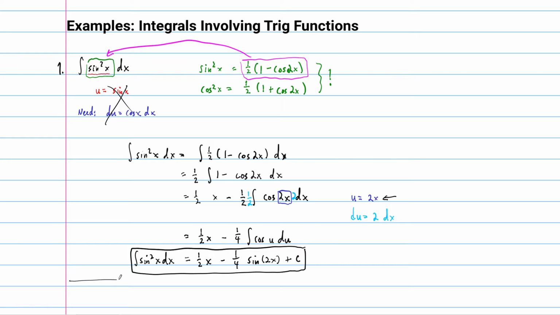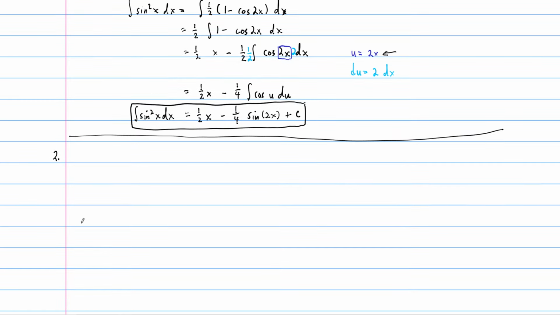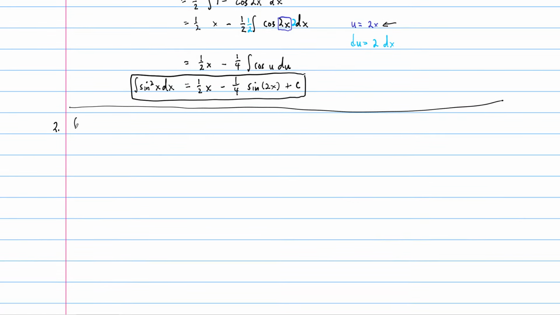All right, so there's our first example. We're going to do a bunch more now. So our second example, I want to build on this a little bit. And again, I'm going to put a similar looking integrand, but it's not going to be the same. So this time I'm going to have it be sine squared x times cosine squared x dx.